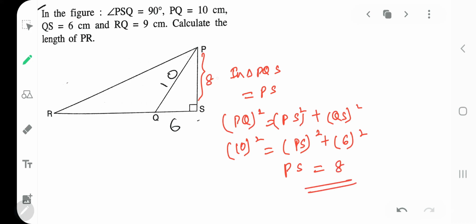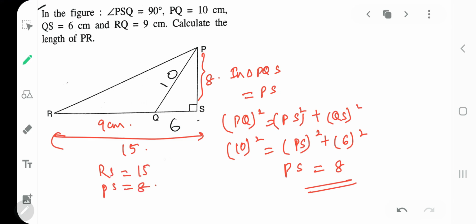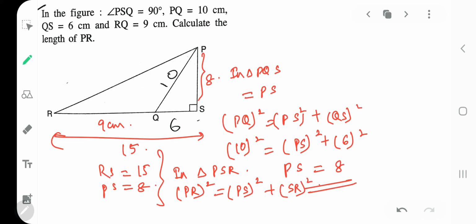Once you have the value of PS, now you have RQ as 9 centimeter. So the entire RS is 9 plus 6, that is 15. So you have RS as 15, you have PS as 8. Now you go to the bigger triangle PSR and find the value of PR. We'll go for Pythagoras: PR square is equal to PS square plus SR square. From there you have PS as 8 and SR as 15. Once you put in the values, my dear kids, you will get the value of PR.